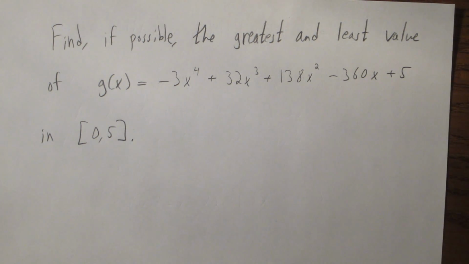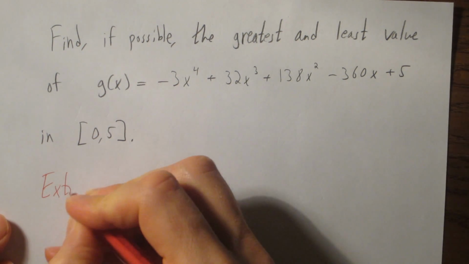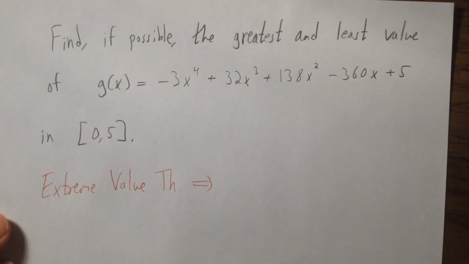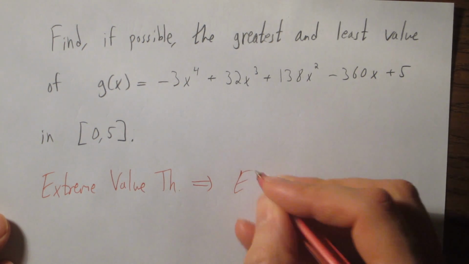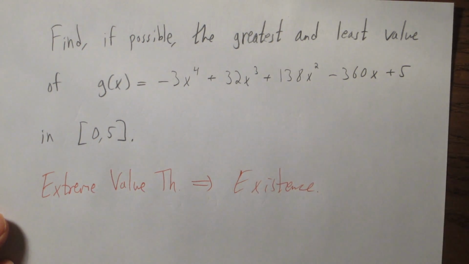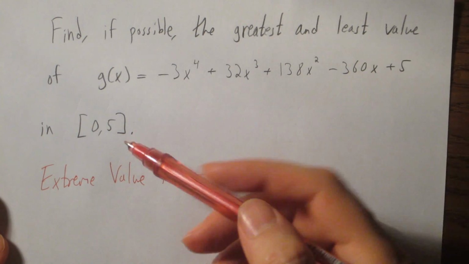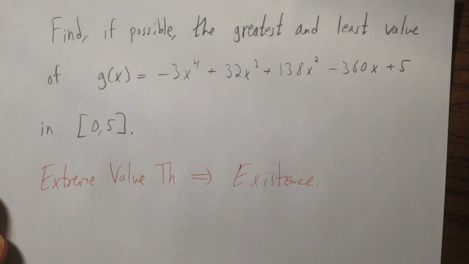Find, if possible, the max and min value of g(x) = minus 3x to the power 4 plus 32x cubed plus 138x squared minus 360x plus 5 in the closed interval from 0 to 5. Now, the extreme value theorem tells us that a continuous function such as g has to take a greatest and least value somewhere in a closed and bounded interval. But let's now turn our attention to the more interesting question of calculating said max and min value of g in this interval from 0 to 5.